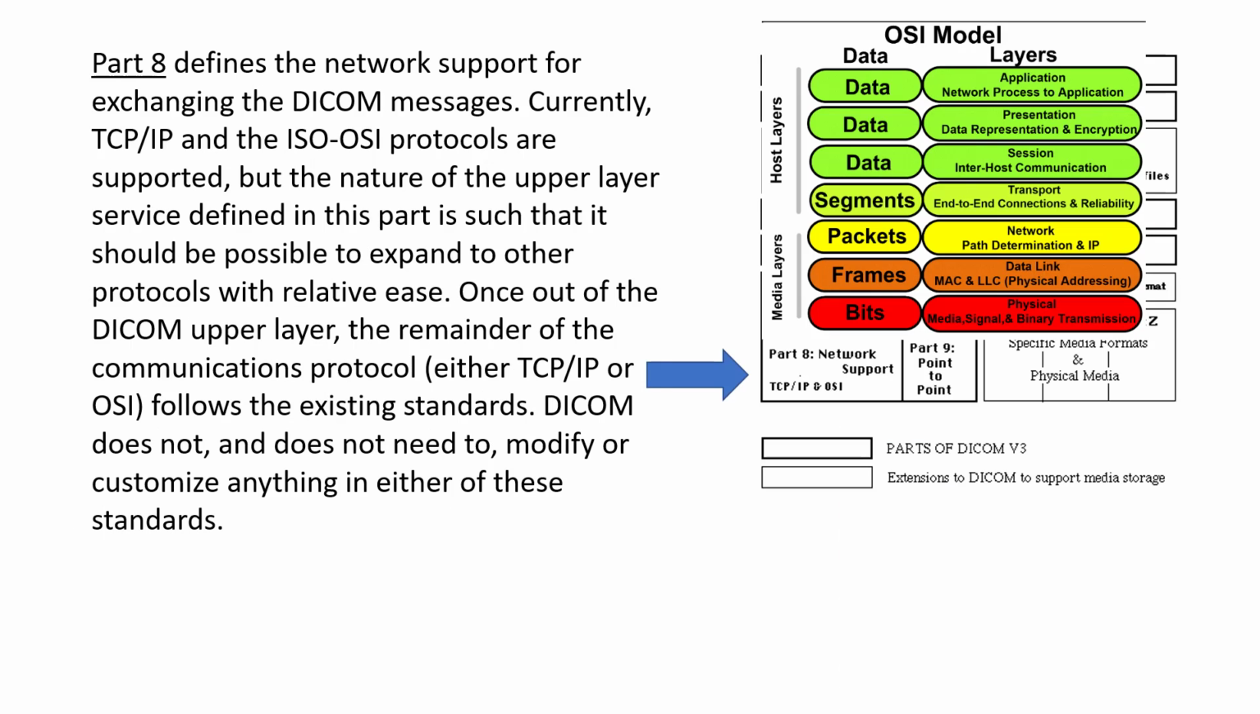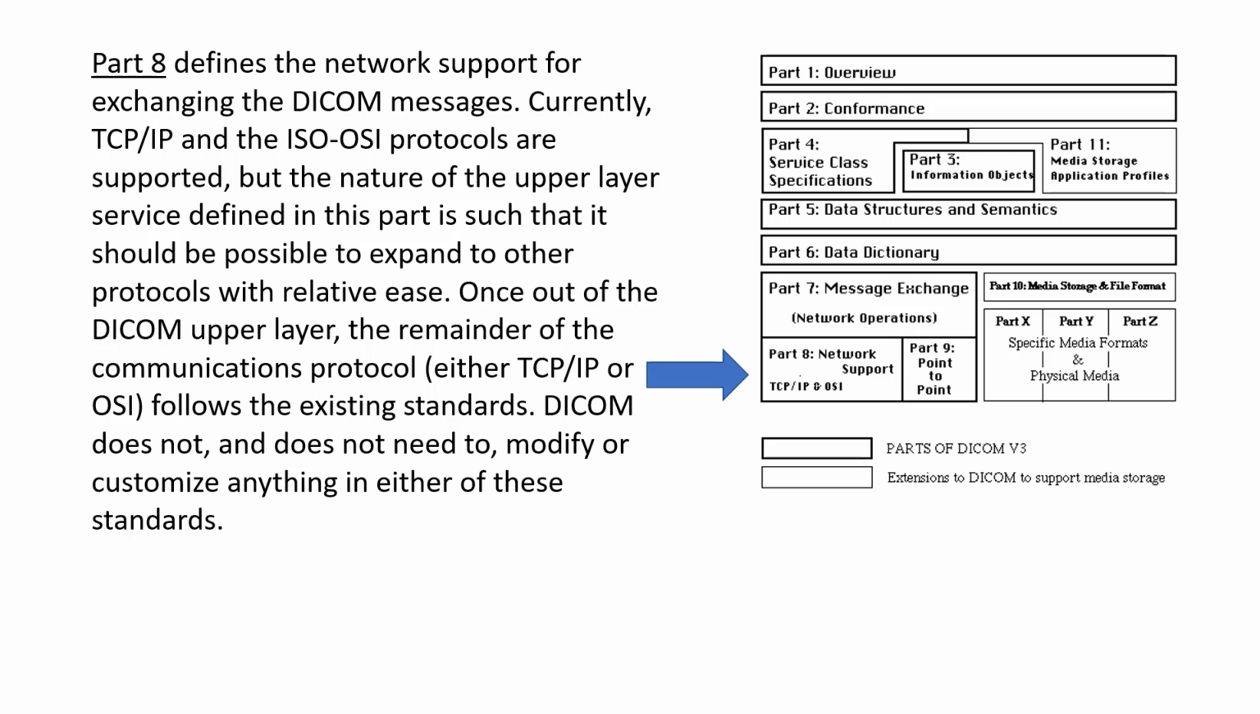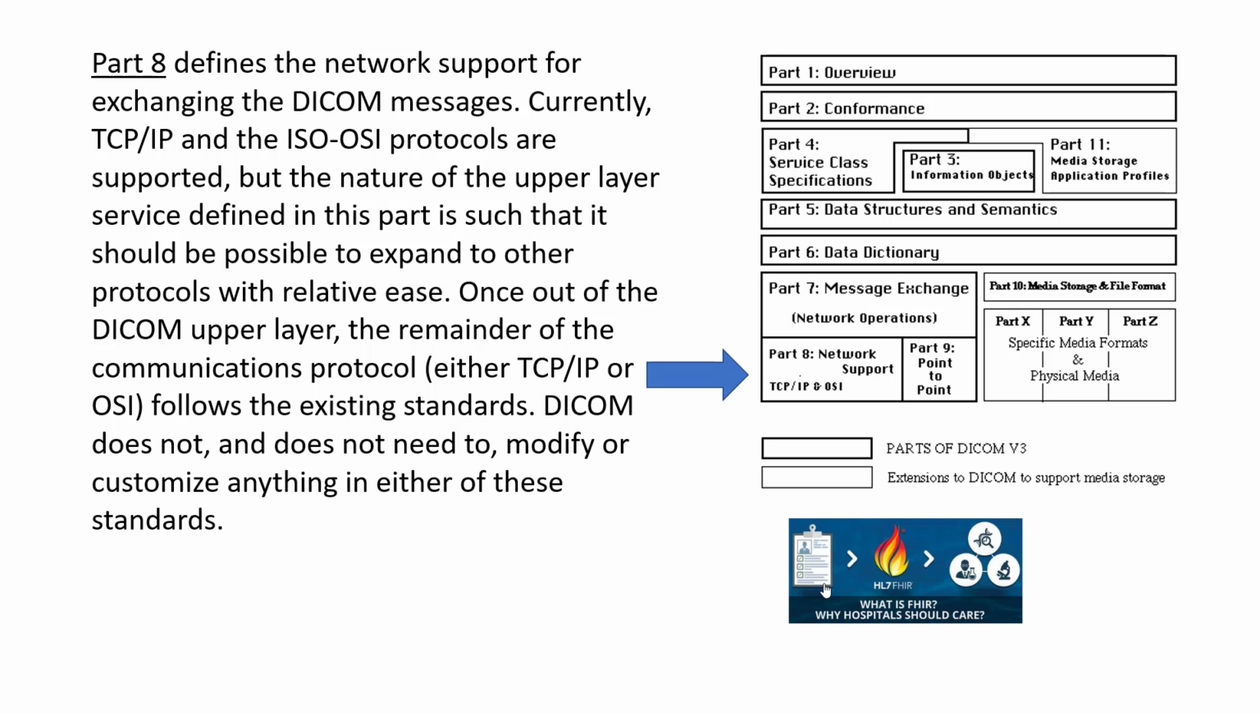Part 8 defines the network support for exchange of DICOM messages. Currently, TCP and ISO-OSI protocols are supported, but the nature of the upper layer service defined in this part is such that it should be possible to expand to other protocols with relative ease. We'll talk about that in the next module when we look at HL7 and HL7 FHIR with application programmable interfaces.